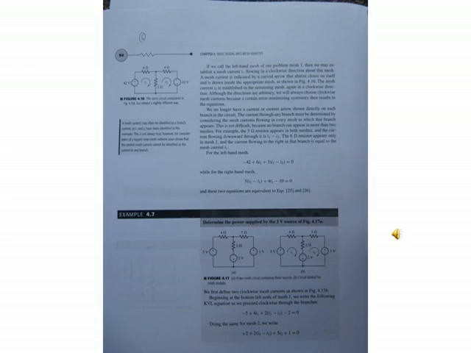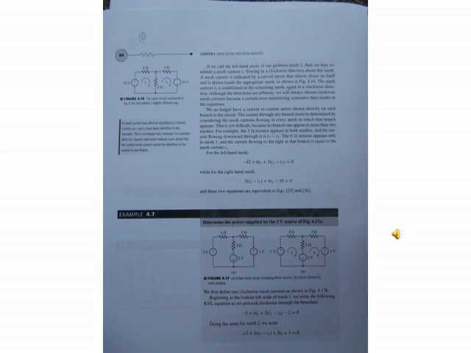So for mesh equations, we can utilize Kirchhoff's voltage law in the closed path. All the voltage drops in closed circuits sum to zero. So this is Kirchhoff's voltage law, and based on it, we will resolve the problem, Example 4.7.